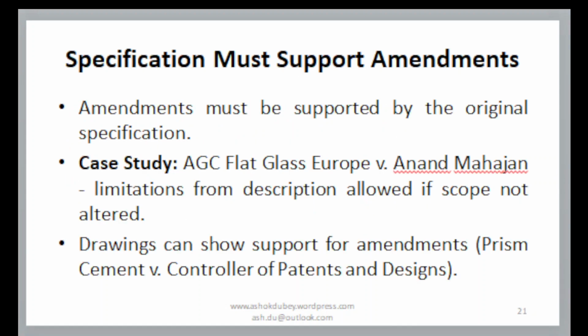Specifications must support amendment. Amendment must be supported by the original specification. Some case law in this area is AGC Flat Glass Europe versus Anand Mahajan. Limitations from description were allowed if scope is not altered. If the scope is altered, the amendment will not be allowed. Altering the scope is one of the grounds for rejection of amendment. Introduction of new matter, there are certain grounds which we can discuss later, and it is case to case basis.